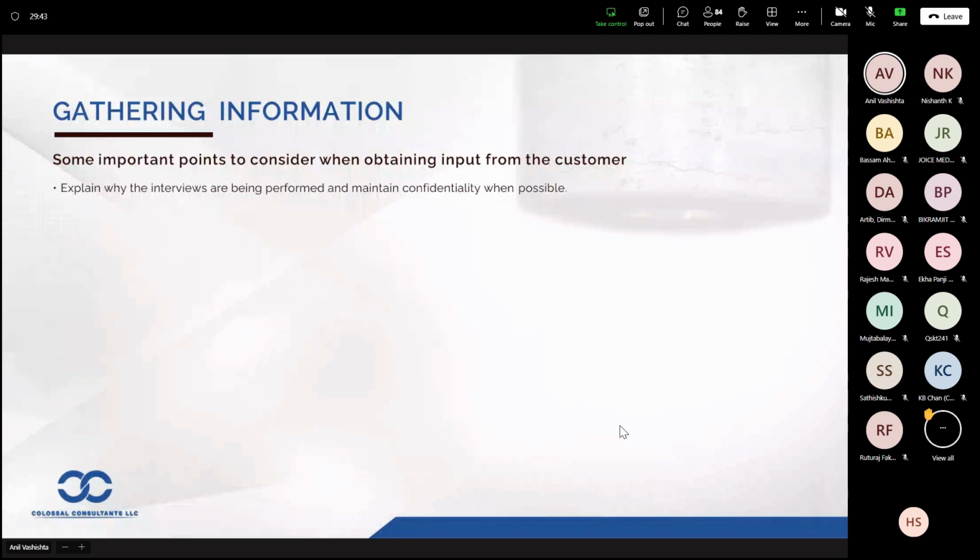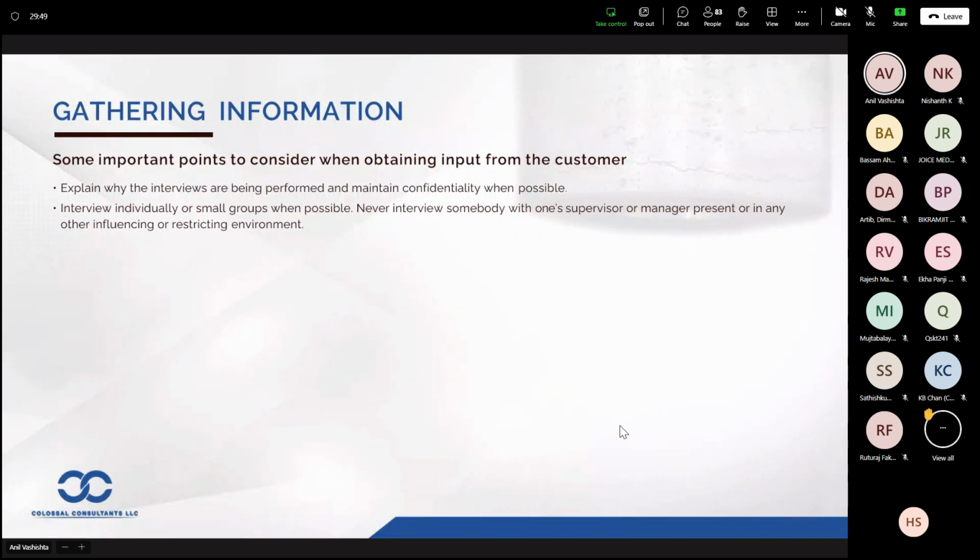Some important points to be considered when obtaining information from this customer. You have to tell the customer why you are doing the interviews and maintain confidentiality wherever possible. Interview individuals or small groups, but don't interview a supervisor in front of the manager.